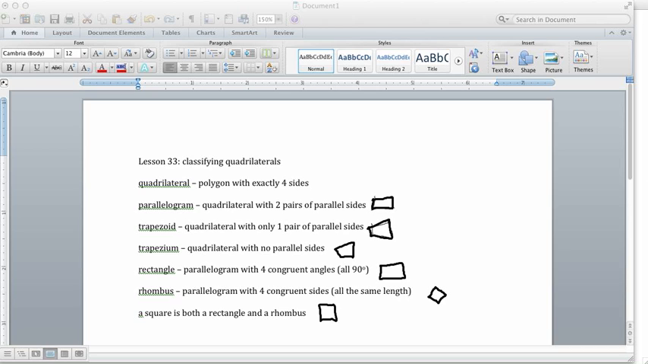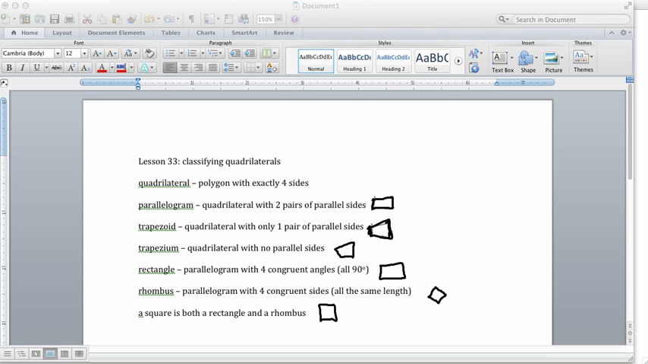A trapezoid is a quadrilateral, quad meaning 4, that has 4 sides with only 1 pair of parallel lines. So on my only okay drawing here, the 2 vertical lines here and here are what are supposed to be parallel. A trapezium is a quadrilateral with no parallel sides.